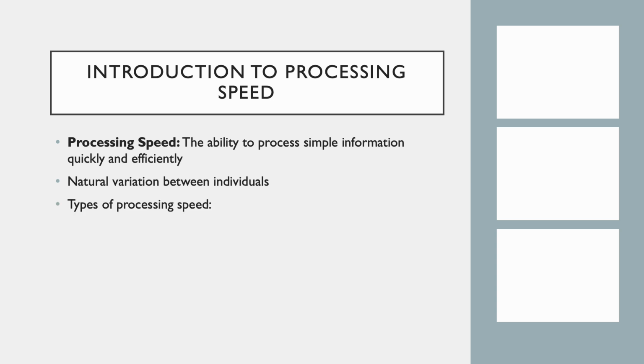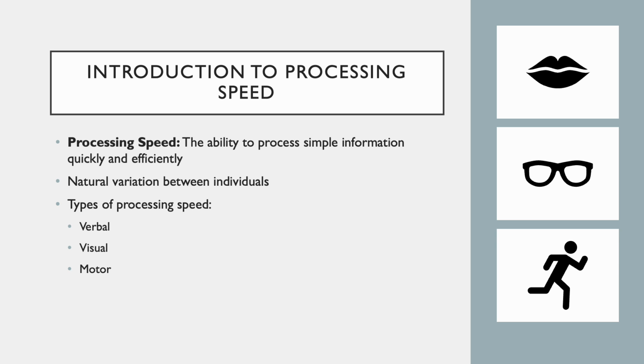There are three major types of processing speed. Verbal processing speed is the efficiency with which an individual can process and respond to auditory or verbal information. Visual processing speed is the speed at which one interprets and responds to visual stimuli or information. And motor processing speed is the rate at which an individual can initiate and execute motor actions in response to a stimulus. And an individual with processing speed dysfunction may show deficits on 1, 2, or all of these.